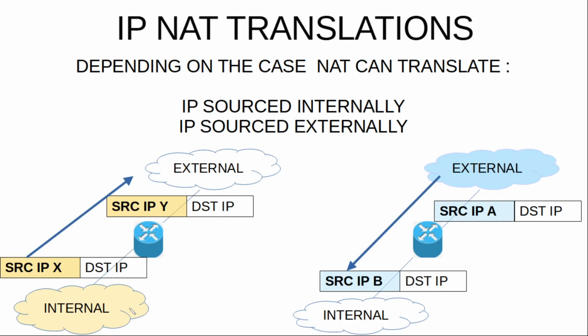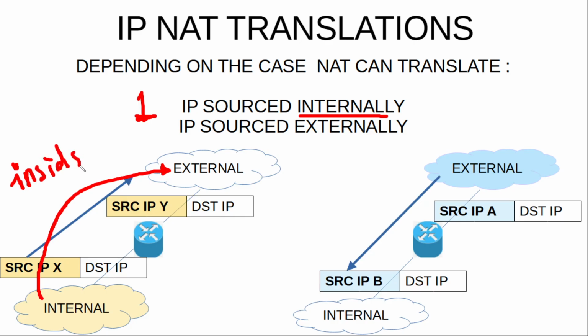We're going to call option 1 the option where you are going to change your traffic that was originated internally. So for traffic that was originated from your internal network to some external device, we are going to call that option 1, and we are going to call that inside source.